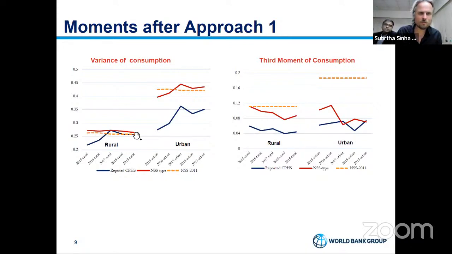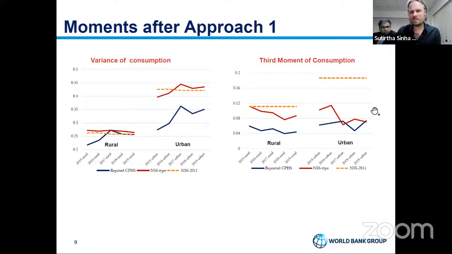You can see that as far as the variance is concerned, this does a pretty good job in closing that gap. In rural India, in the earlier years, you could see that when using the original CPHS consumption data, the variance was notably smaller, the dispersion was notably lower than what we observe in the NSS. But that gap is almost entirely closed by using the imputed NSS type consumption in the CPHS. Same for urban. You can see there's quite a notable gap for urban India in terms of variance, but that gap is also almost entirely closed when using imputed NSS type consumption data.